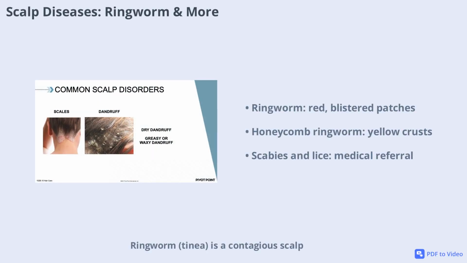Ringworm tinea is a contagious scalp disease caused by a vegetable parasite, appearing as red, circular patches with blisters. Variants include ringworm of the beard and scalp and honeycomb ringworm, which causes dry, yellow, encrusted areas. Other infestations include itch mite scabies and lice pediculosis capitis, both requiring medical referral. Early identification and referral are crucial for client health.